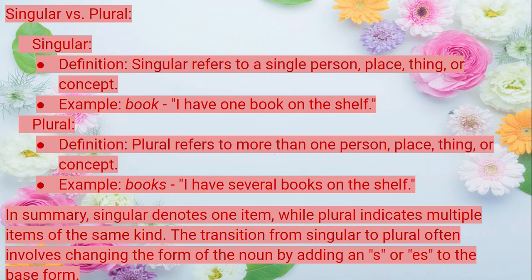For example, book. I have one book on the shelf. Plural nouns refer to more than one person, place, thing, or concept. I have several books on the shelf. Notice with the singular noun, we only used book. With the plural noun, we added an S. In summary, singular denotes one item, while plural indicates multiple items of the same kind. The transition from singular to plural often involves changing the form of the noun by adding an S or ES to the base form. So keep those things in mind and you'll do great.